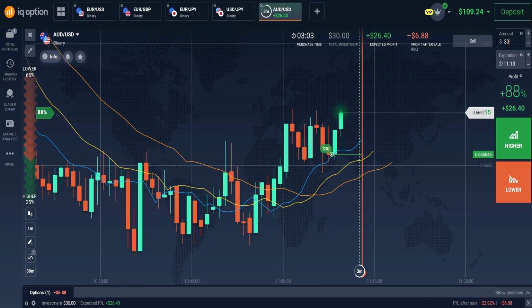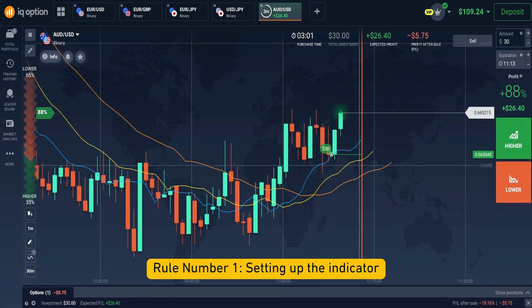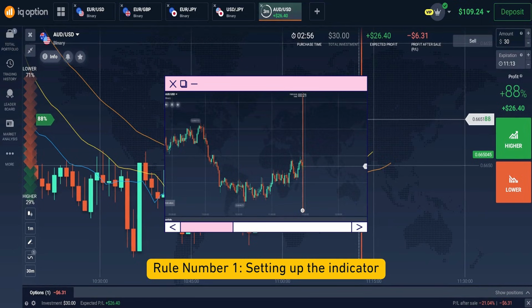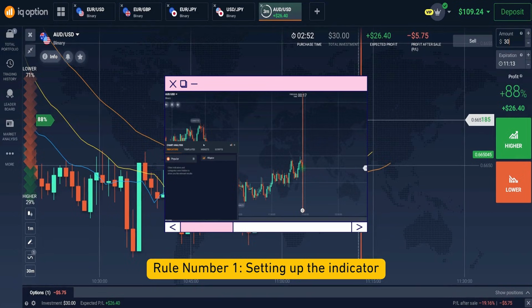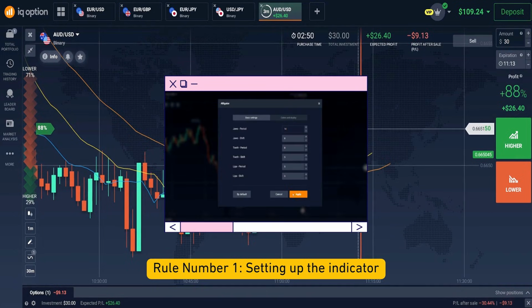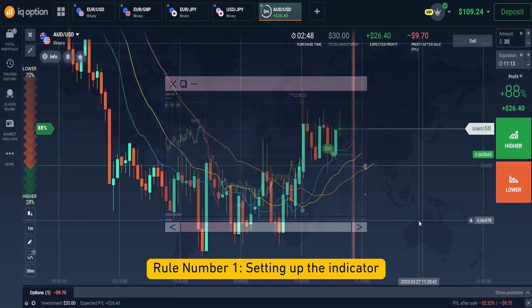Now, here are the step-by-step trading rules. Rule number 1. Setting up the indicator. Go to your IQ Option platform or whatever broker you're using. Search for the alligator indicator and apply it to your chart with the default settings. Don't change anything. Keep it simple.